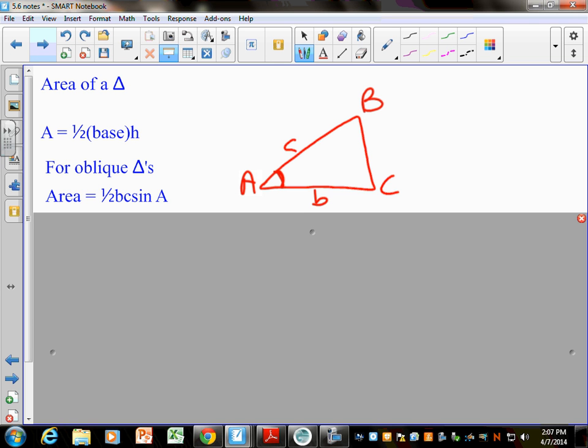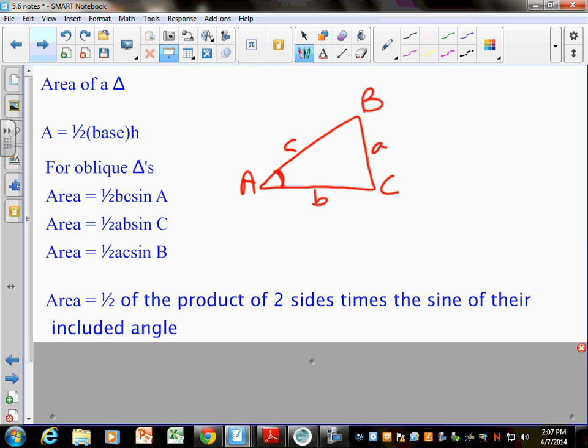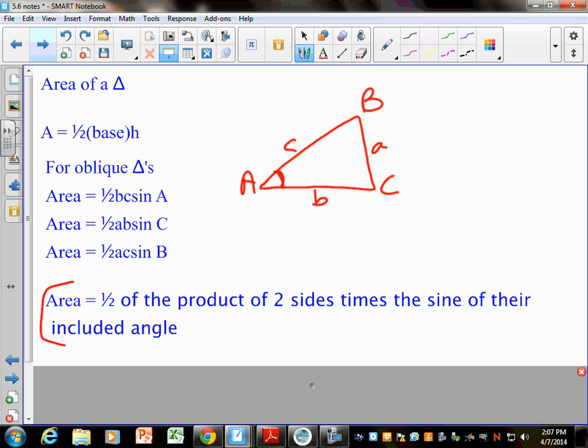But what if they gave you angle B? If they gave you angle B, which two sides would you have to multiply together? And if they gave you angle C, A and B. So I wrote that out, but I think it's better to write out this instead of writing out all 3. To find the area of a triangle, you can take 1/2 of the product of two sides times the sine of their included angle, or you can try something.